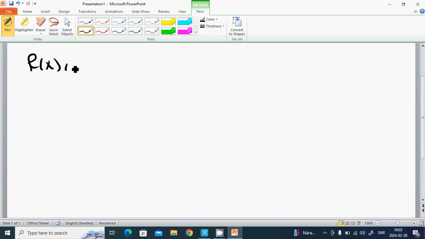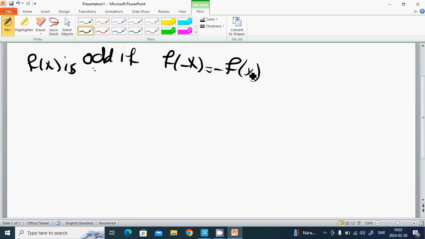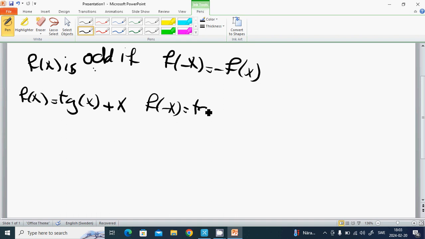f of x is odd if f of minus x equals minus f of x. Example, f of x is tangent of x plus x. f of minus x is tangent of minus x plus minus x, which is minus tangent x minus x, equal to minus f of x.